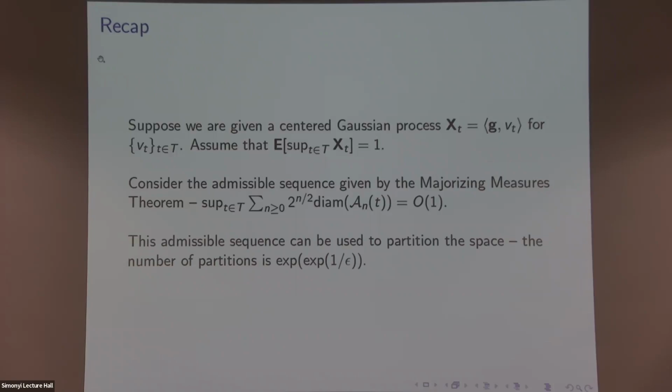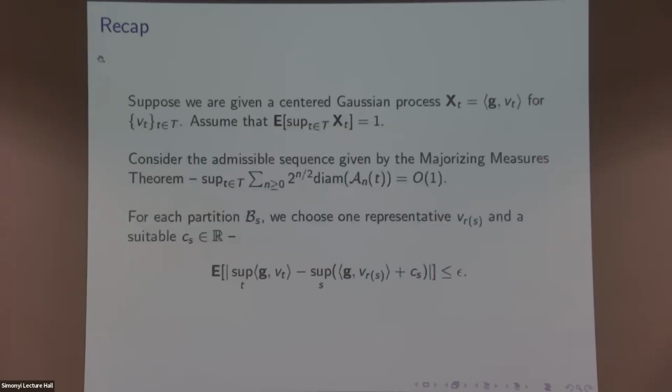One can basically use this admissible sequence to partition the space, but the number of partitions is exponential. Once you do this, you choose a representative vector for each of these partitions and a suitable constant, the constant just being the expectation of the residuals you have there. And that is a good enough approximation for a Gaussian, a super Gaussian. That's all. Thank you.